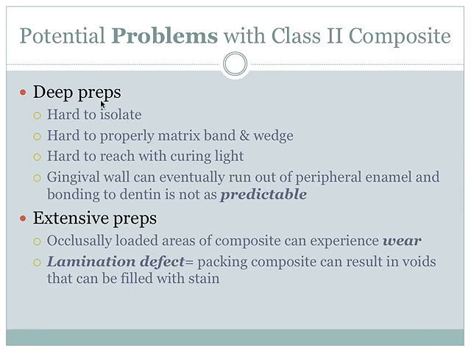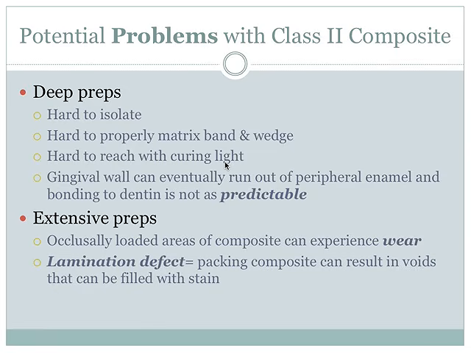So, potential problems with class 2 with composite. If you have a deep preparation, now imagine it's on a mesial or a distal surface of the tooth and it's going down below the gum line even. That can be really hard to isolate, which is critical to composite. We don't want saliva, we don't want blood to infiltrate this area. It'll make it very hard to cure and introduce voids, create a whole bunch of problems. So that's something we need to consider.